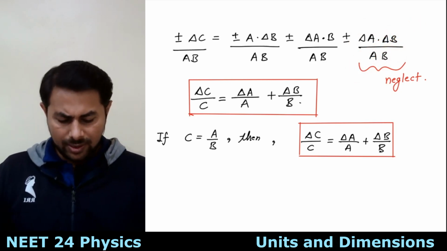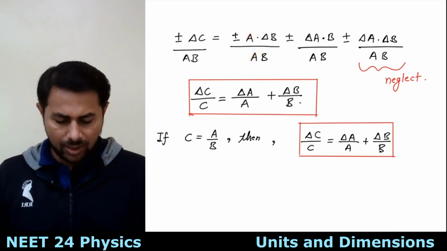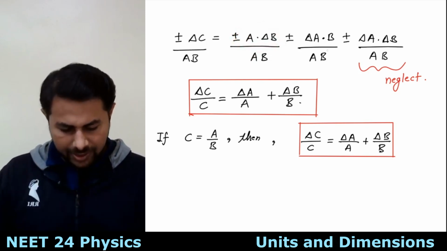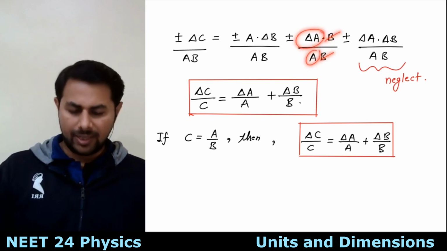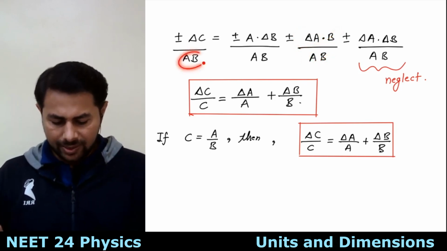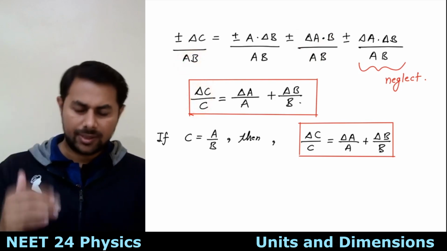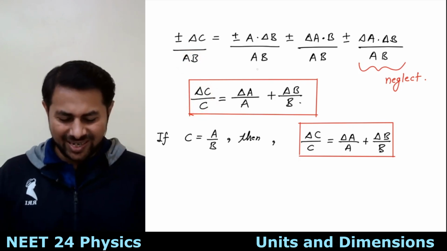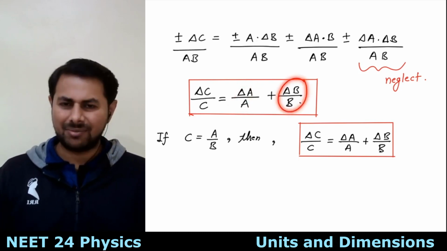Then here A and A will get cancelled out, so you have plus minus delta B divided by B. And what is left in this term? B and B get cancelled out, so you have plus minus delta A divided by A. So finally you get delta C by ABC, so delta C by C. This is the result, sorry, this is the relative error in the resultant. It is delta A by A plus delta B by B.